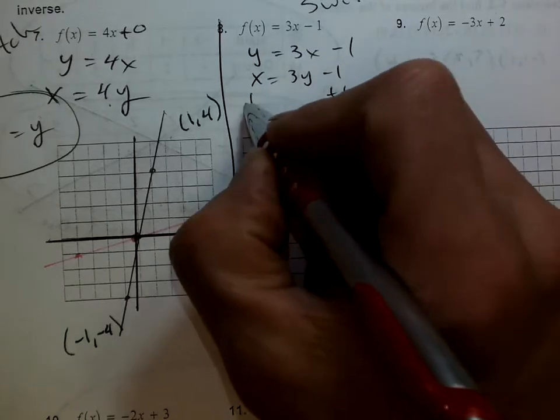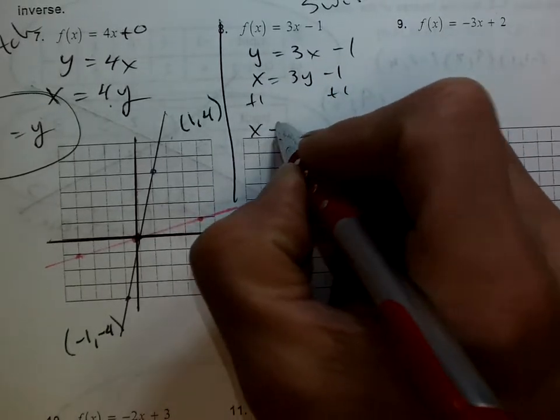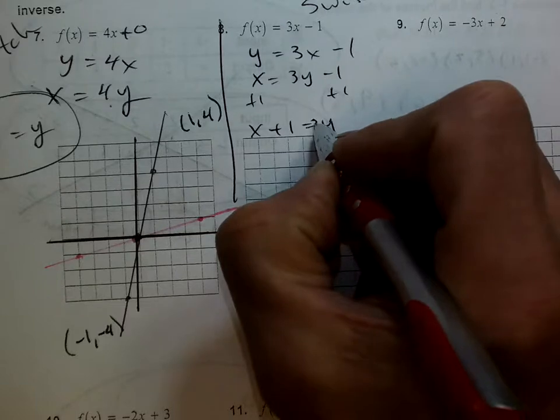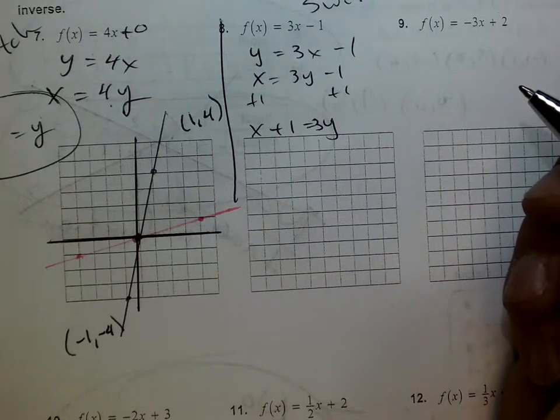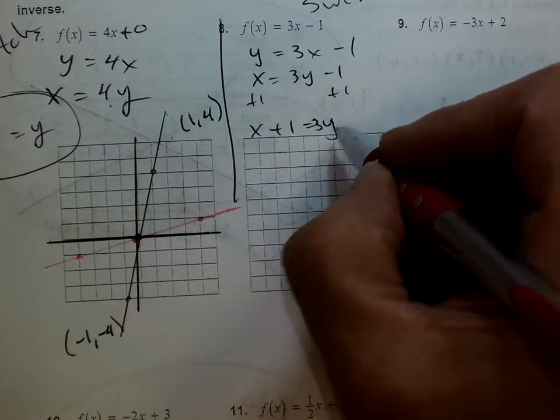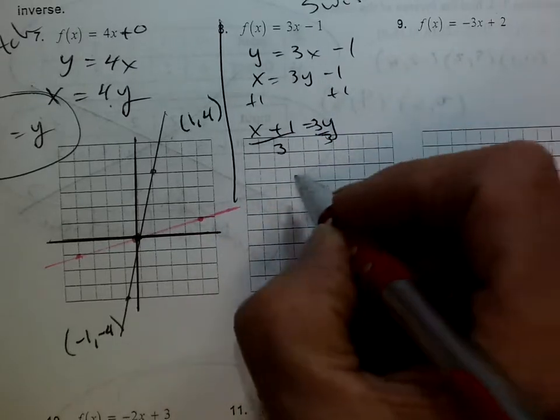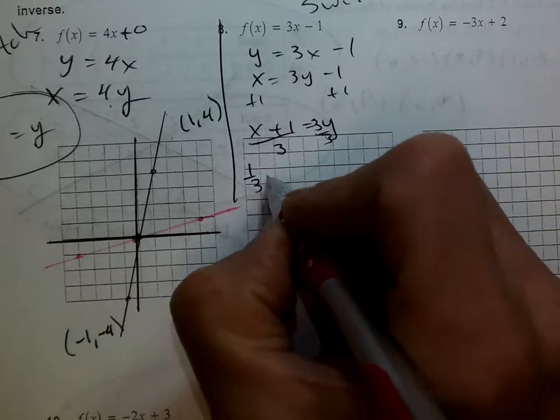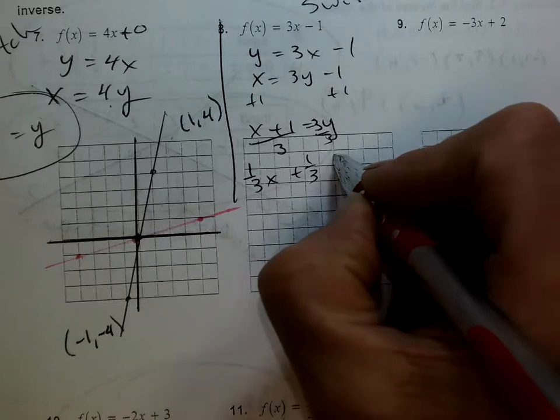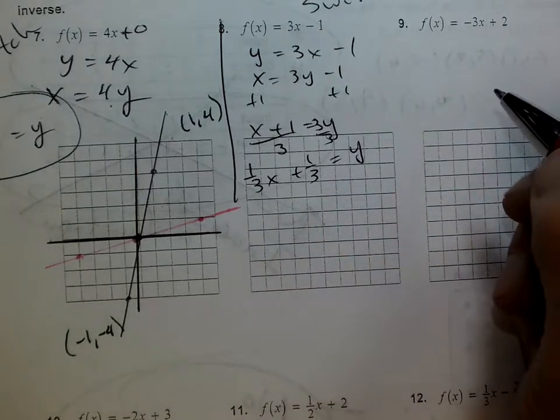Plus 1, x plus 1 equals 3y. Divide by 3. Divide by 3. So I'll get 1/3 x plus 1/3. That's my inverse equation, okay?